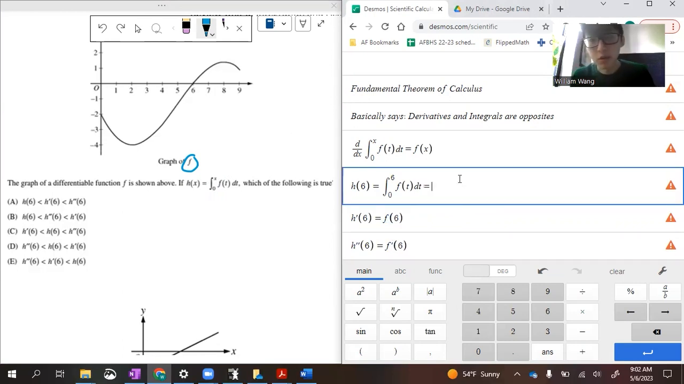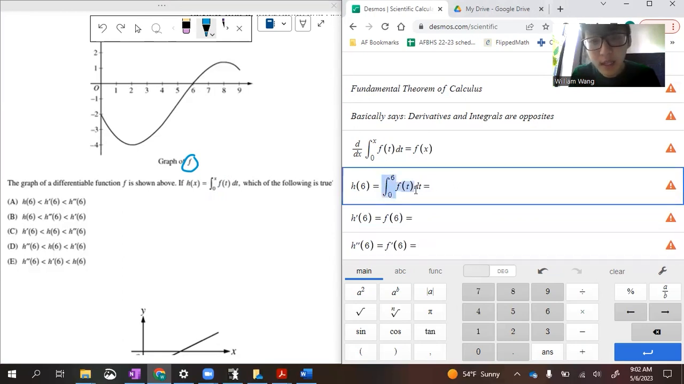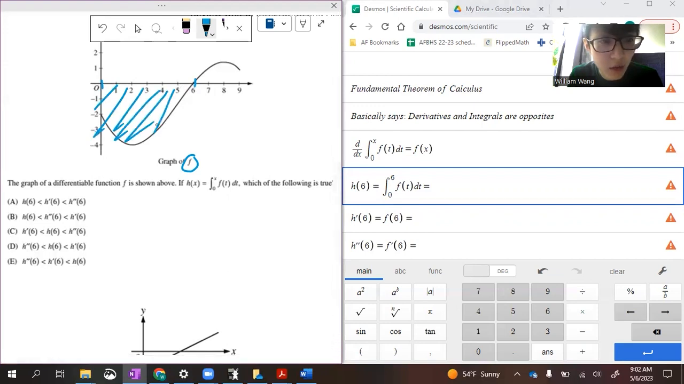All right, so we have to order these basically. Okay, what is the integral from 0 to 6 of f? Well, my integral from 0 to 6, I don't know exactly what this area is, but I do know it's very negative, because notice this integral, I'm accumulating entirely negative area, so I'm going to say negative.